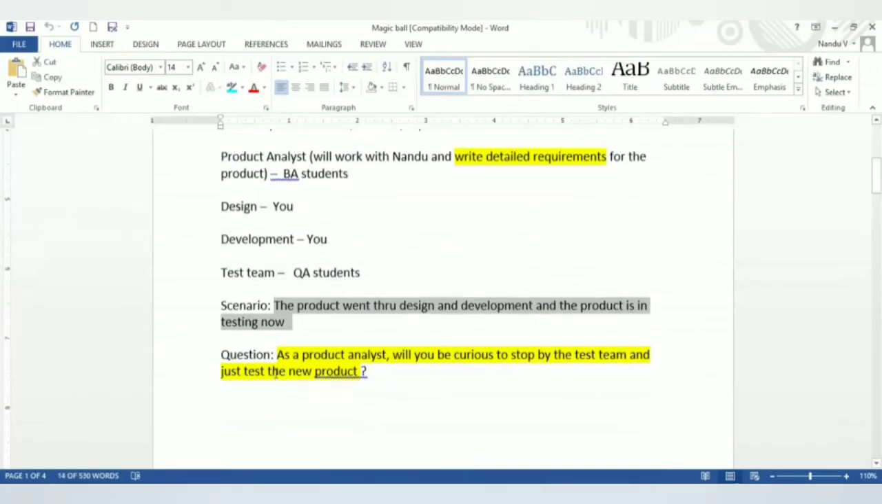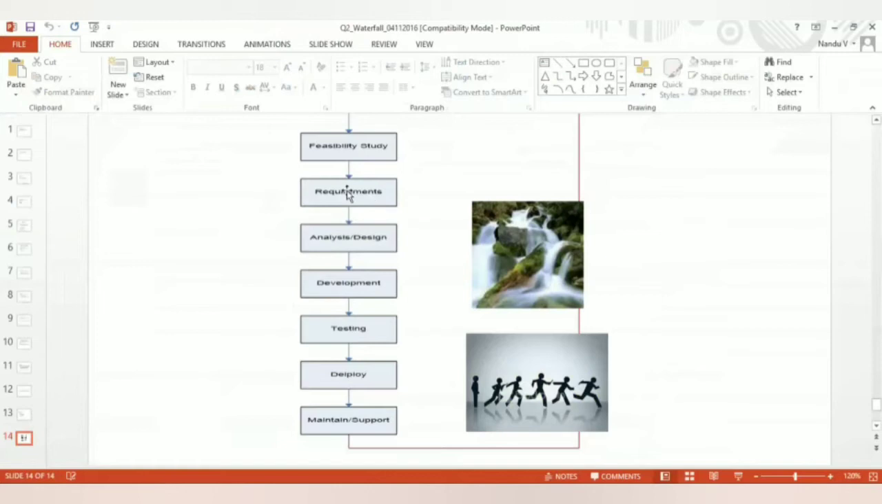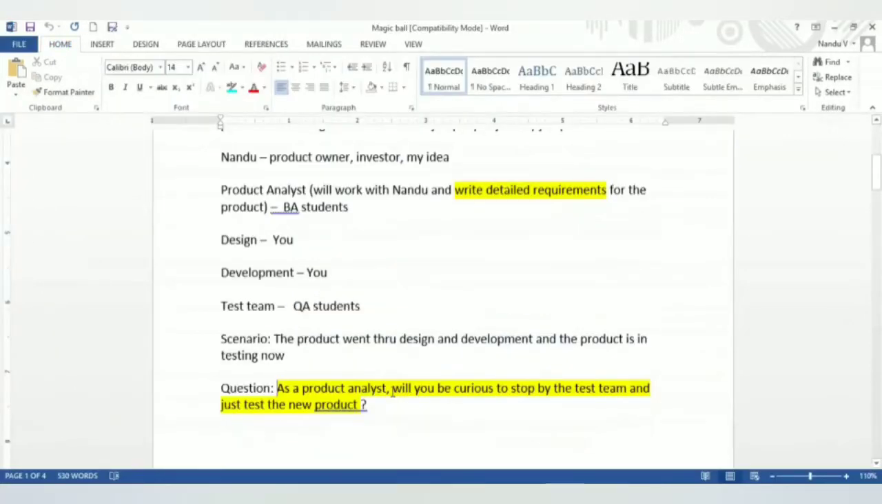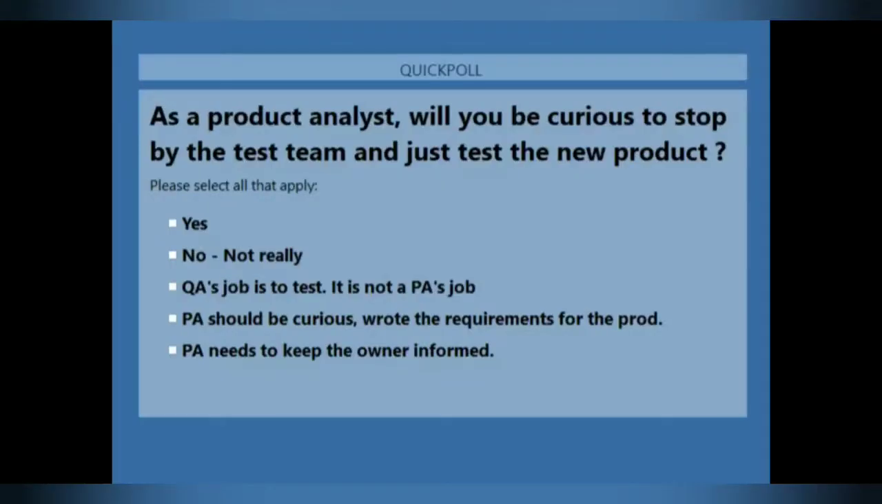Okay. So the question is, as a product analyst, you worked in the requirement phase. As a product analyst, will you be curious to test the product? Okay, you test the toy. If you say yes or no, you need to figure out why, and then as a product analyst, will you be curious or not? So that is the question. Okay, take a minute, and here is the question. So answer the poll questions. Make sure you answer the poll questions.